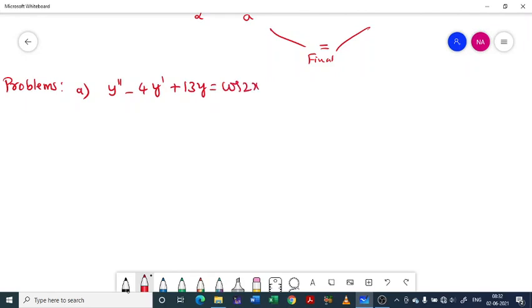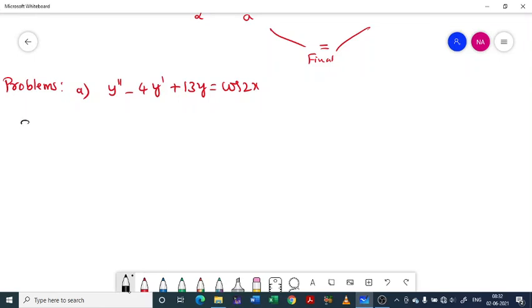One thing I have to mention here, for all these problems, not only for this, for the next type of problems, I am not going to solve yc completely. I will just write the auxiliary equation and I will write the complementary function just to save time.